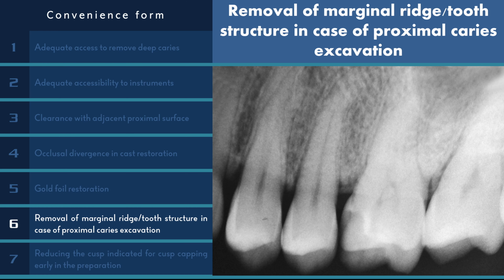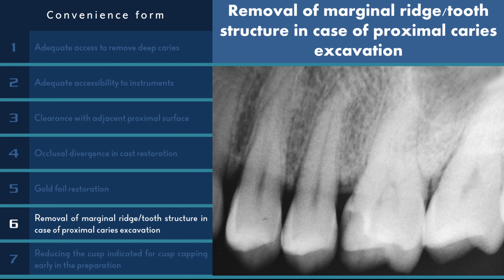Removal of marginal ridge or tooth structure in case of proximal caries excavation. In this picture we can see that there is a deep caries which is present below the marginal ridge, but the marginal ridge is intact, but there is no way that this caries can be removed without removing the marginal ridge. So in those situations, the marginal ridge may have to be removed just for the purpose of removing the caries which is present underneath the marginal ridge. So the marginal ridge is sacrificed for removal of the deep caries below the marginal ridge, and this is also a convenience feature.